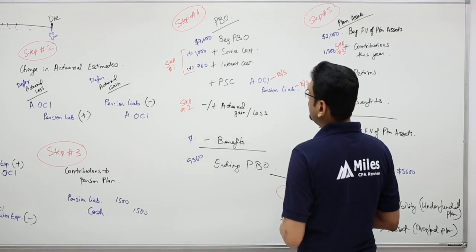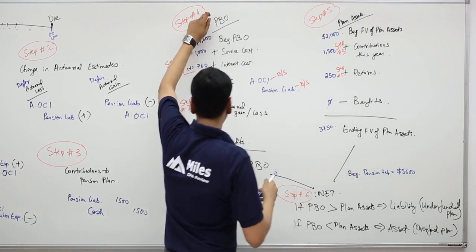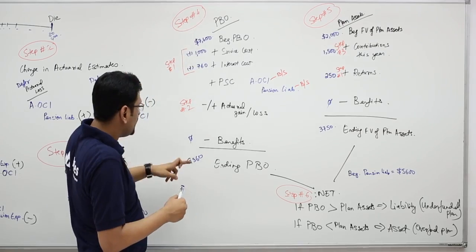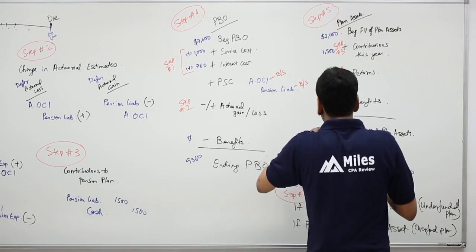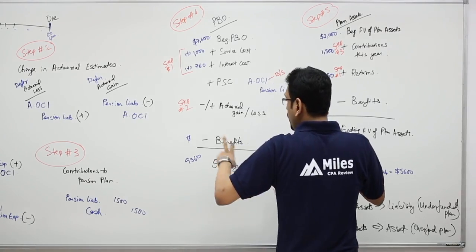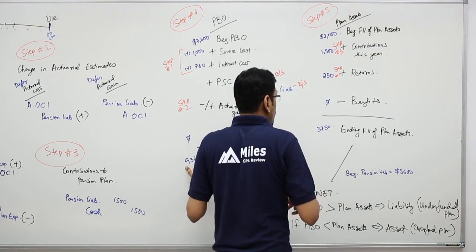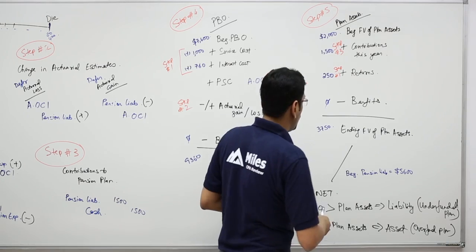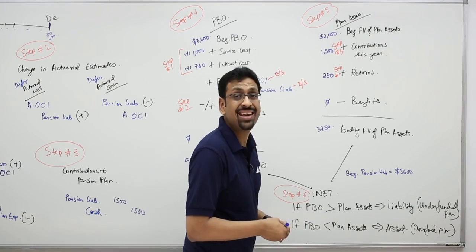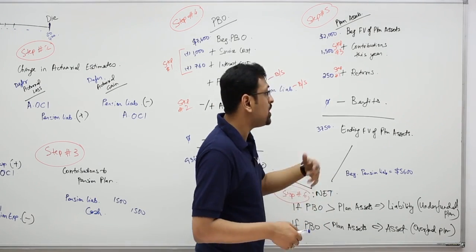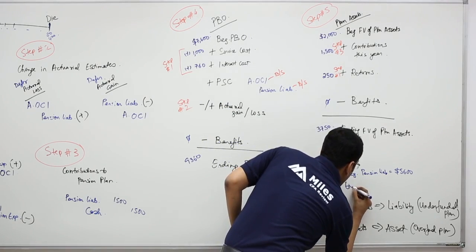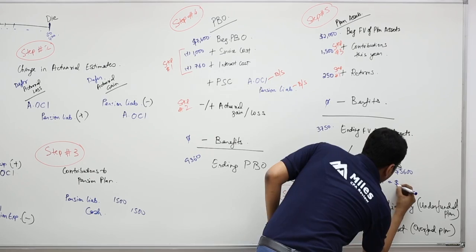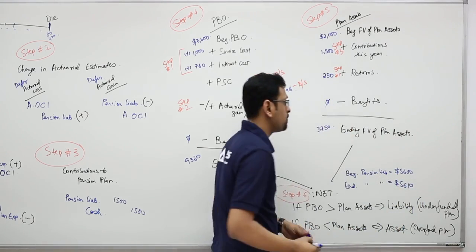Now looking at the ending numbers, the ending PBO calculates to be $9,360. The ending plan assets were $3,750. Now 9,360 minus 3,750 is 5,610. So the beginning pension liability was 5,600, and the ending pension liability calculates to be 5,610.